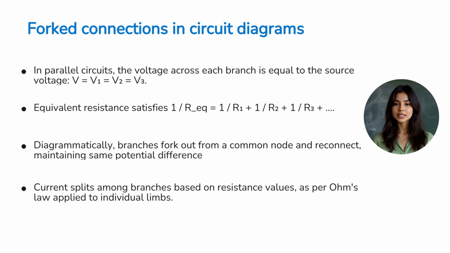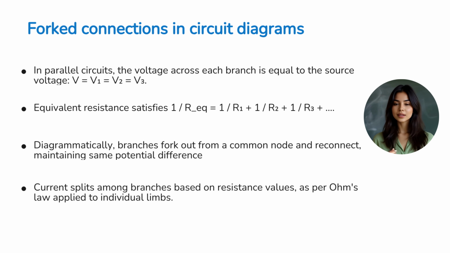Because electricity can take multiple paths, the combined resistance decreases. The formula for total or equivalent resistance, R_eq here, is 1 divided by R_eq equals 1 divided by R1 plus 1 divided by R2 plus 1 divided by R3 and so on.